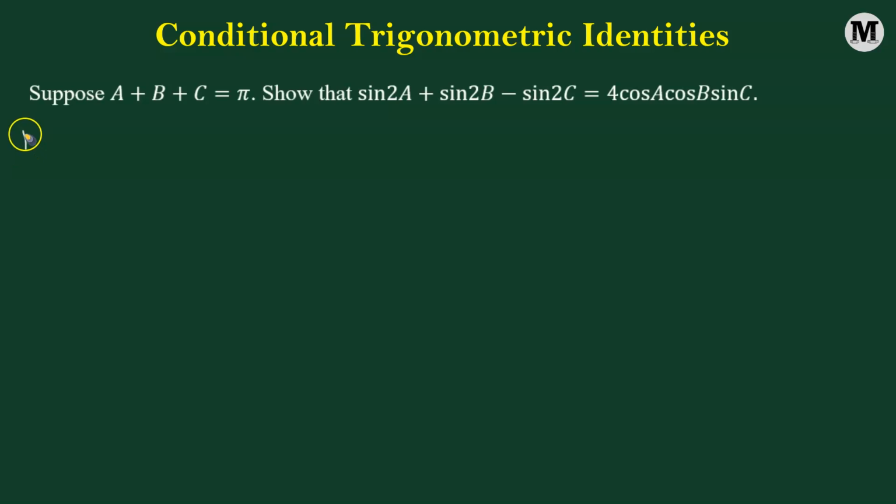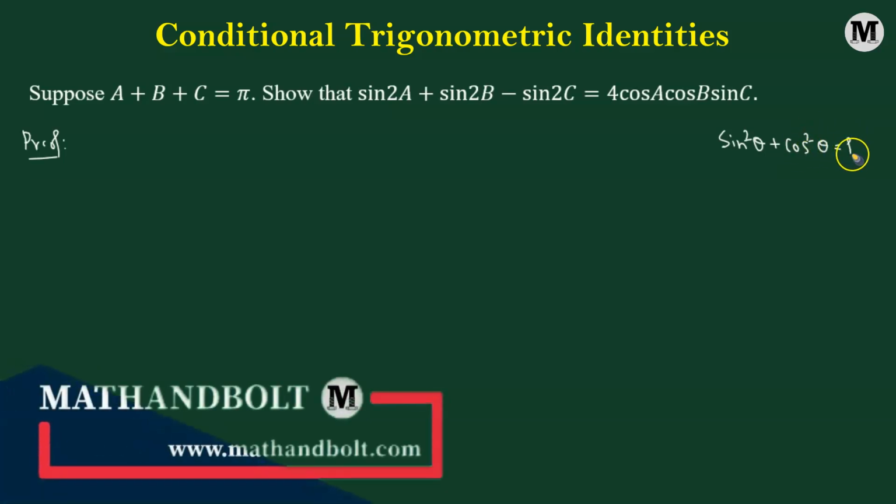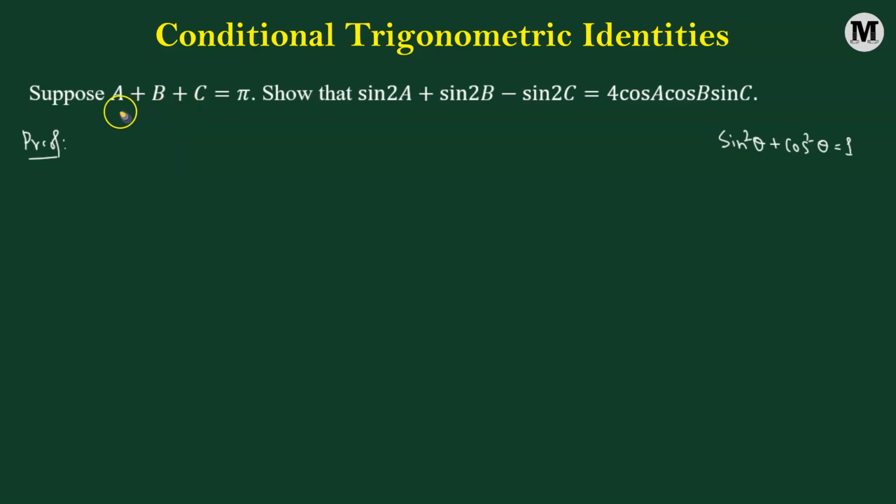Okay, let us begin. Now this particular problem is a problem of conditional trig identity. The reason is, if we consider the trig identity sine squared theta plus cosine squared theta, this is always true for any values of theta that we choose. However, for our case, it's given here that a plus b plus c equals pi. So we only have to consider those specific values of a, b and c for which the sum equals pi. Then this identity is going to be a true statement.